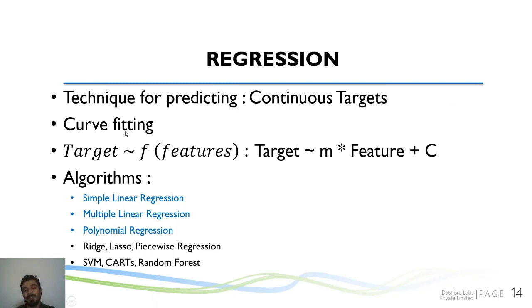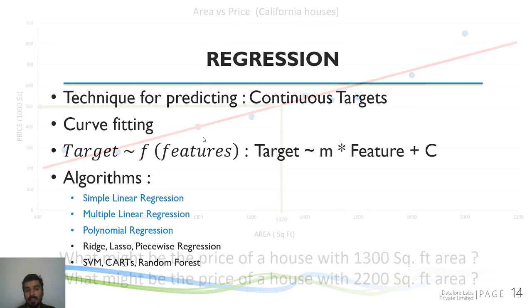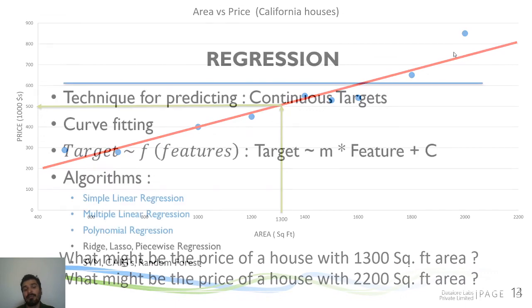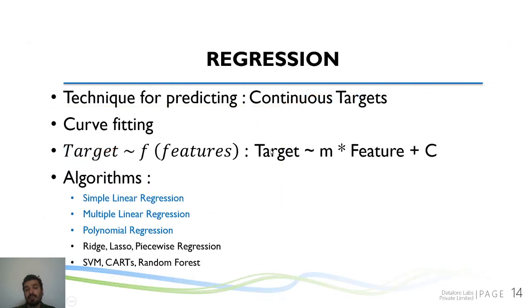As I said, it's nothing but curve fitting. If you look at this line, it's nothing but a straight line, right? It has an equation of y equals mx plus c. So this is the equation that we try to come up with. Given the values of target and feature, we try to come up with the values for m and c. That is what happens in regression.